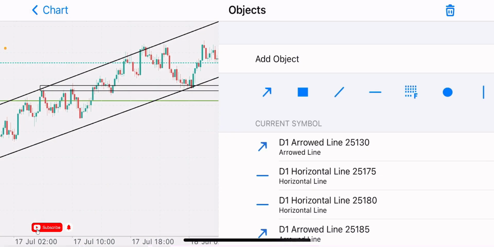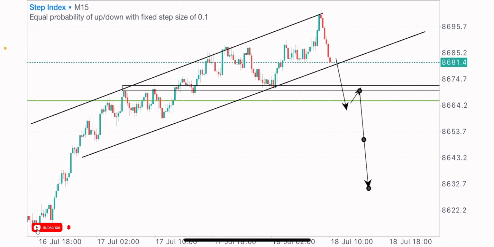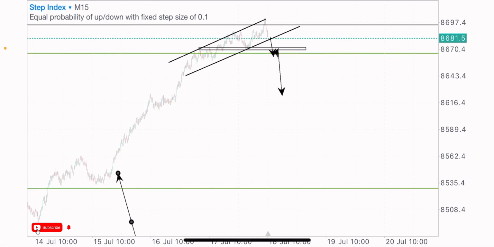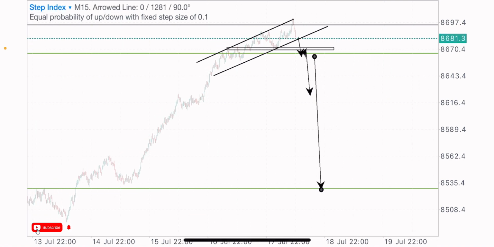Generally, I'm looking out for the sells on step index. I'm expecting the sells in the coming hours and days to come fill up this massive gap. We got this massive gap. The market needs to come fill it up with the sells in the coming days and hours. So that's my prediction basically on step index.